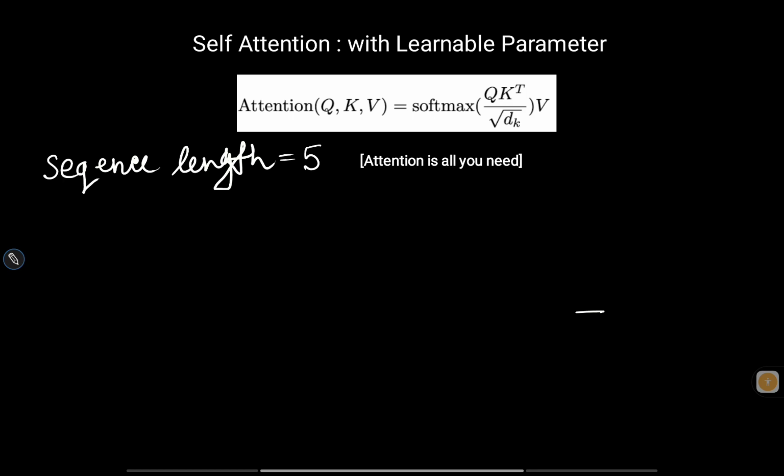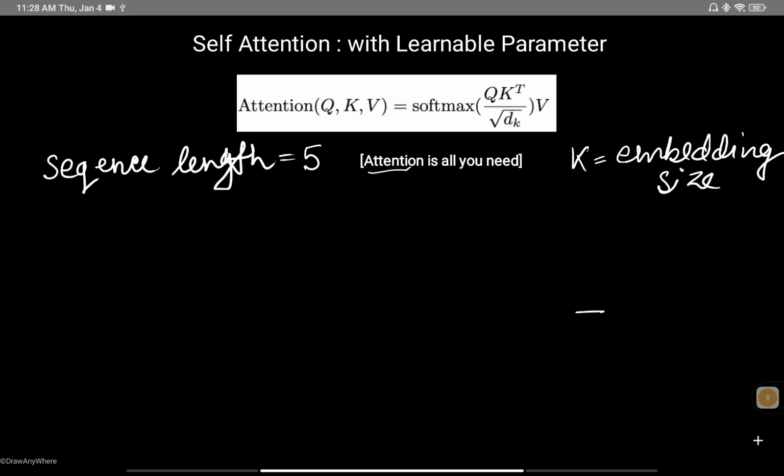Here, for illustrative purposes, I am taking an example where my input sequence is "attention is all you need". So the length of this sequence is 5. Then we have K, which is the embedding size for each token. Each token is represented with a long stretched-out vector, and its shape is K, which in the Attention Is All You Need paper is 512.